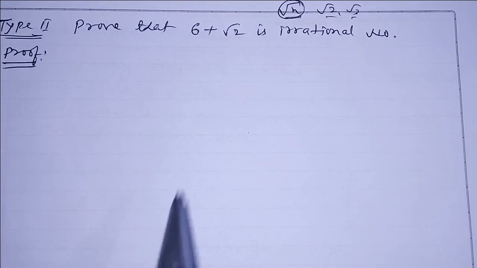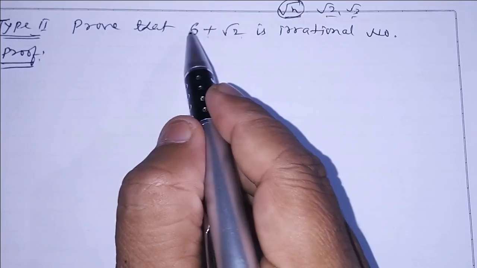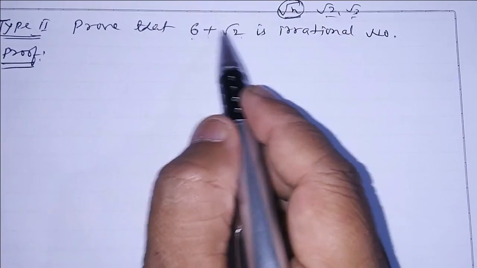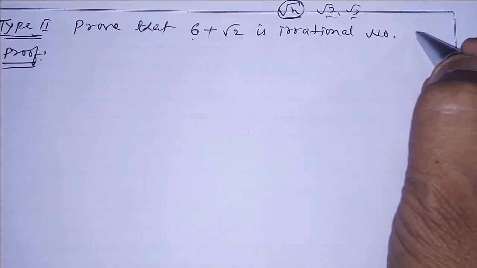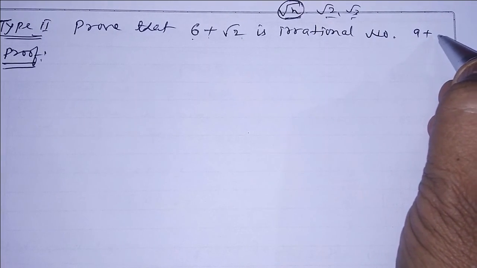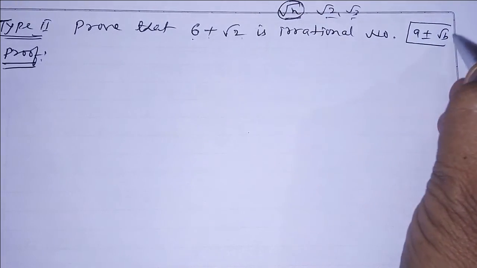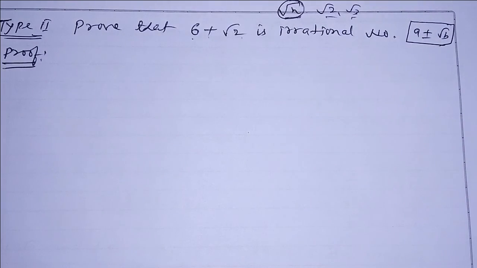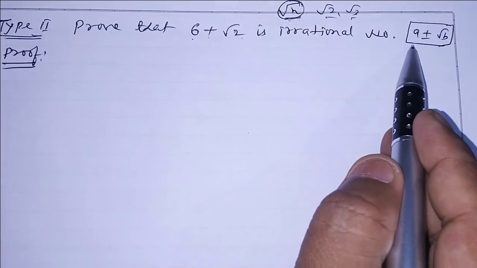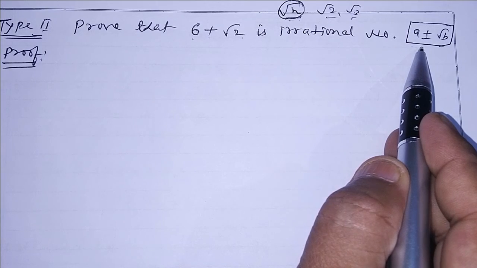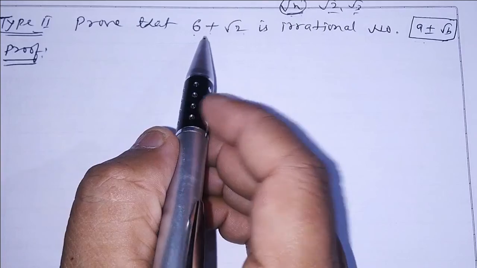Next, one more type of proof is there, like this: 6 plus root 2, 6 plus 2 root 3, 6 minus 2 root 3, a plus root b, a minus root b, like that. In this same format, a plus or minus root b, if it is given to prove irrational number, that is the second type of proof. The first type is root n, and the second type is this. Now here I am taking a simple proof, it's very easy.